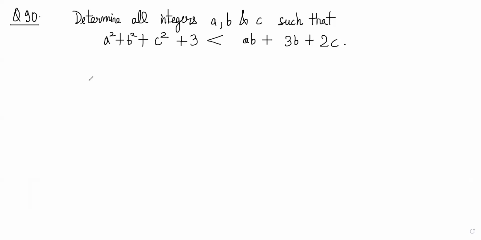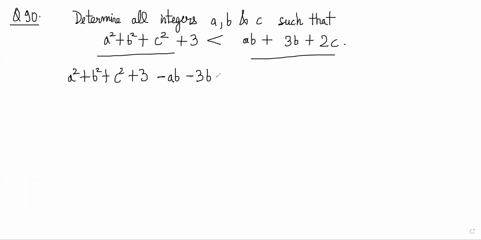And we have seen problems like this before. Usually, it is a powerful condition like sum of squares or something. So if I can express the whole thing as a sum of three perfect squares, then probably I will be able to say something. So what I will do is bring everything to one side: a square plus b square plus c square plus 3 minus ab minus 3b minus 2c is less than 0. Now, we will try to group these terms intelligently in order to make perfect squares.